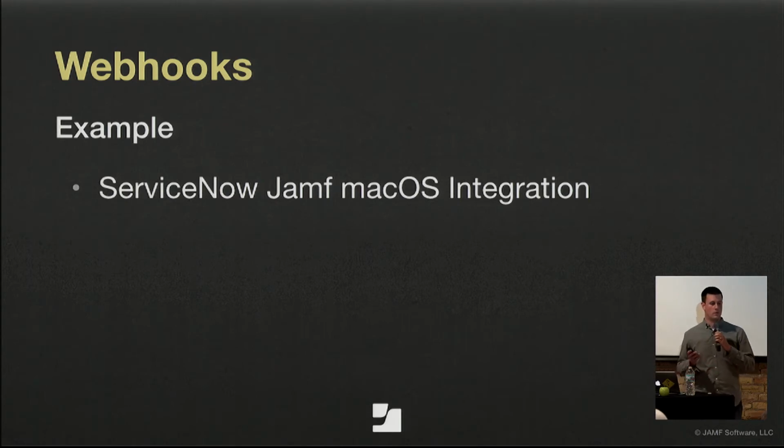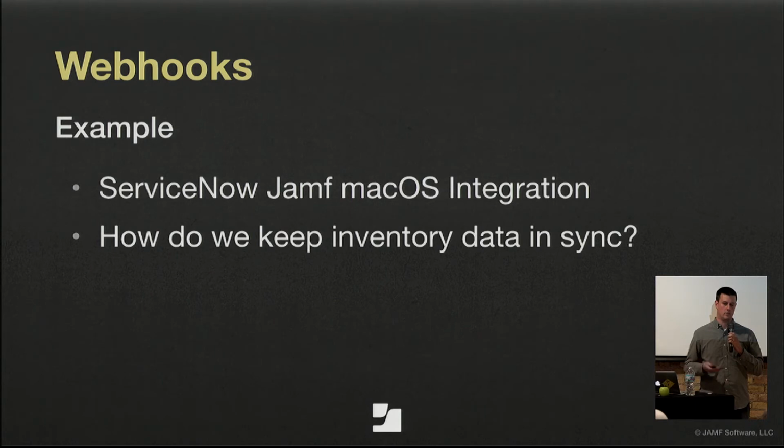If you were at the keynote this morning, you heard Dean and others talk about this ServiceNow integration. A major component of that integration is the ServiceNow instance communicating out with your Jamf server and pulling inventory data back into it. That works great. It's fairly trivial to get that to happen using our Classic REST API. But what we did struggle with as we were developing this was how do we keep that inventory data in sync once we have that initial pull?